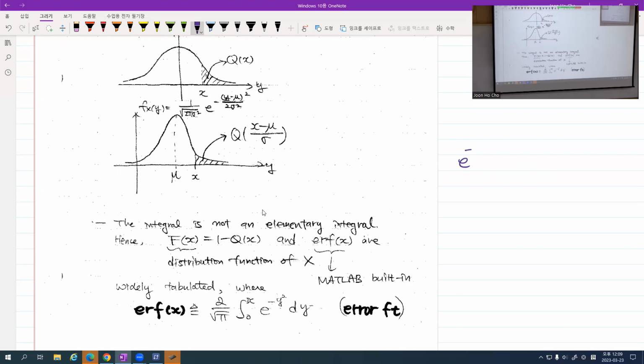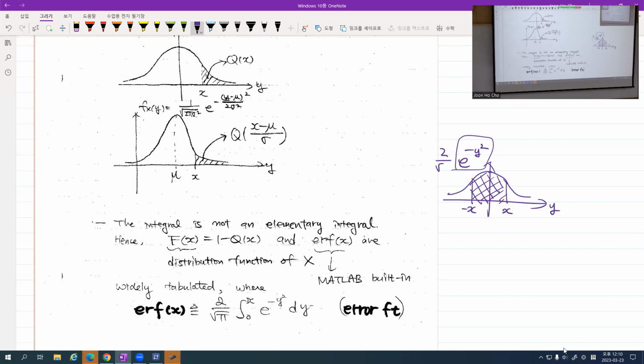Suppose you have e to the negative y square. Then you have some function like this, right? Now, what is the error function? The error function is a kind of this area. So the error function evaluated at x is the integration of this e to the negative y square within this interval. But when you increase x to infinity, you want it to converge to 1. So you want proper normalization.